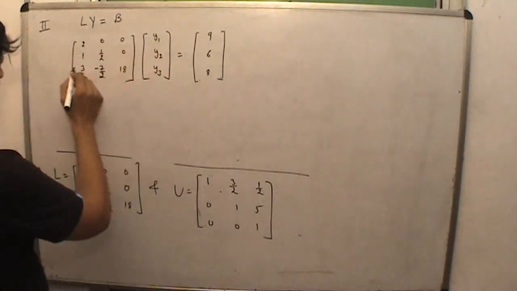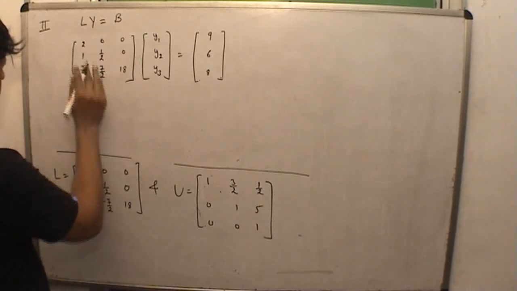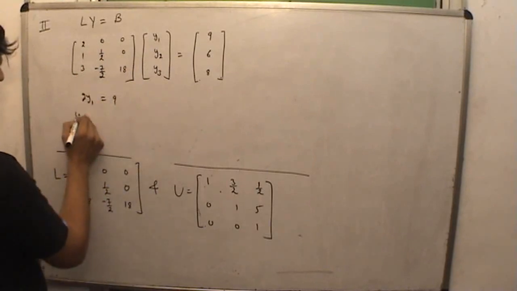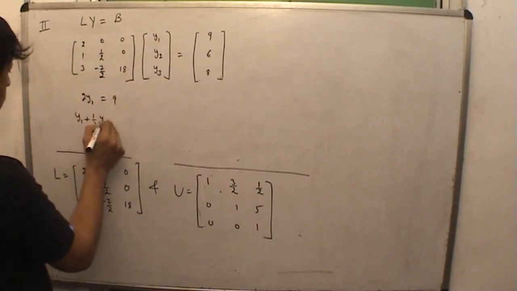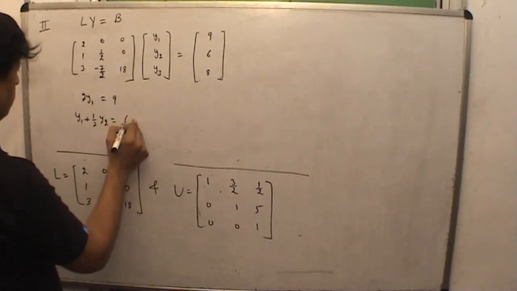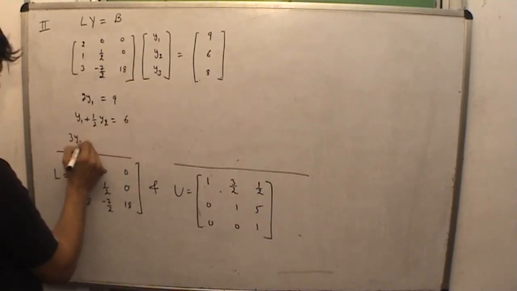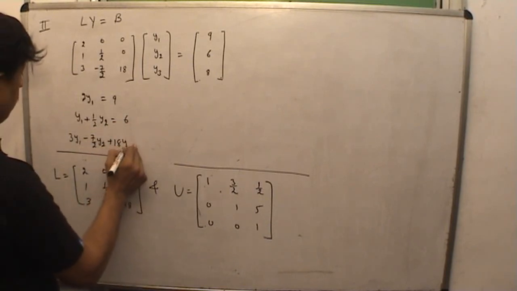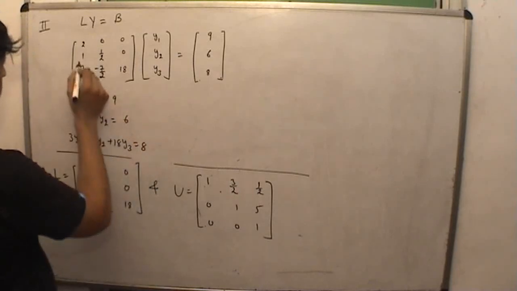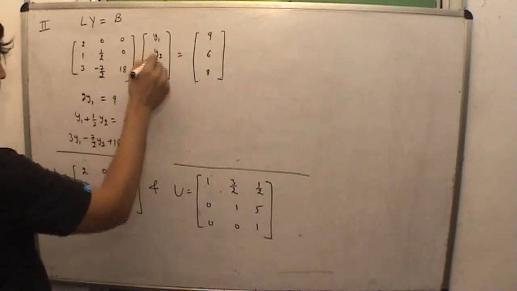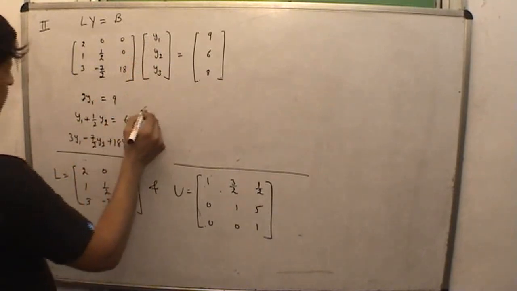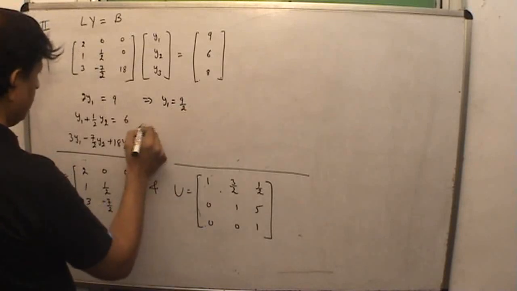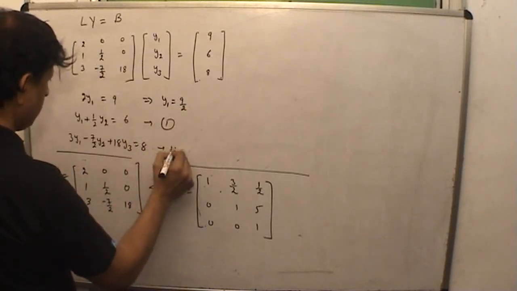Again we follow the multiplication rule, that is 2y1 is equal to 9, then y1 plus half of y2 is equal to 6, 3 times y1 minus 7 by 2 y2 plus 18 y3 is equal to 8. First row, first column, second row, second column, third row, third column. From here we get y1 is equal to 9 by 2. That is step number 1.